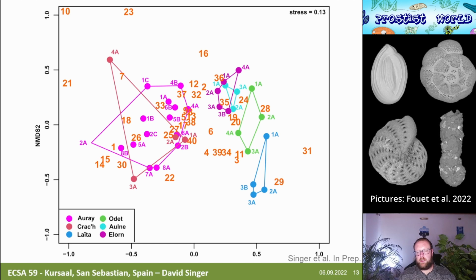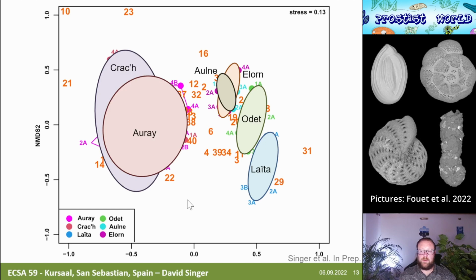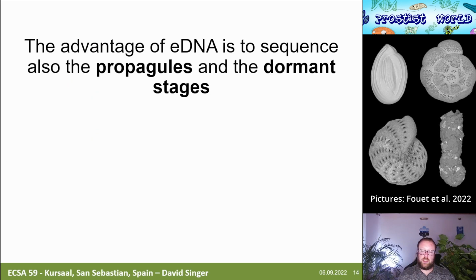species. If you build an NMDS with a community matrix, you will see that each estuary occupies a different space in the ordination. The Laita and Ode estuaries do not overlap with other estuaries, but for Olne and Elorn, and Crack and Ore, there is a huge overlap. Why? We can hypothesize this is because they are close from a geographical point of view, and there is potentially some mix of water between these estuaries. So this analysis shows that the advantage of eDNA is to also sequence the propagules and the dormant stage.